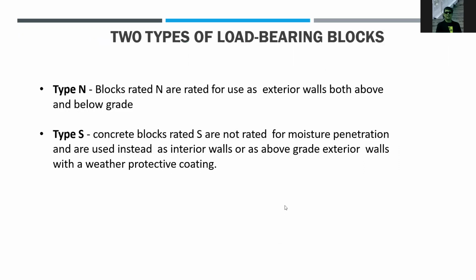There are two types of load-bearing blocks, the type N and the type S. The type N blocks are rated for use in exterior walls, both above and below grade. So type N is for exterior walls and type S is for interior walls. Type S blocks are not rated for moisture penetration and are used as interior walls.